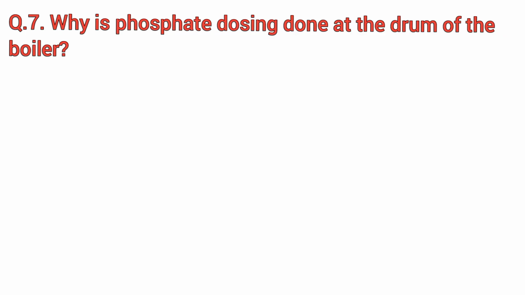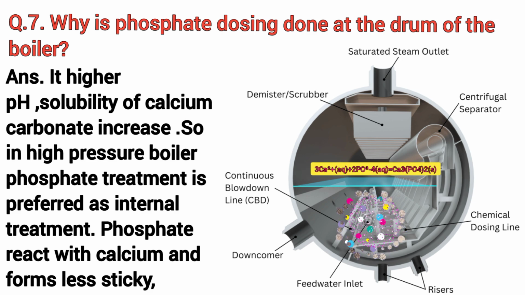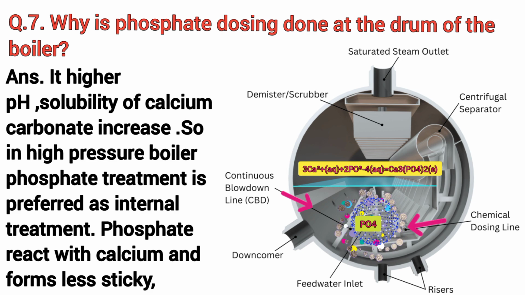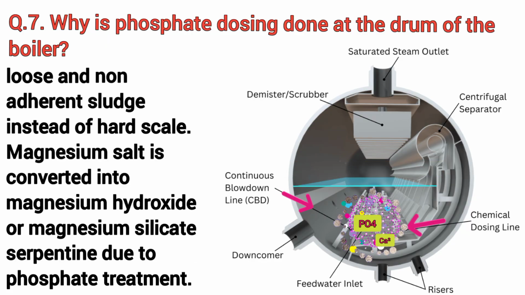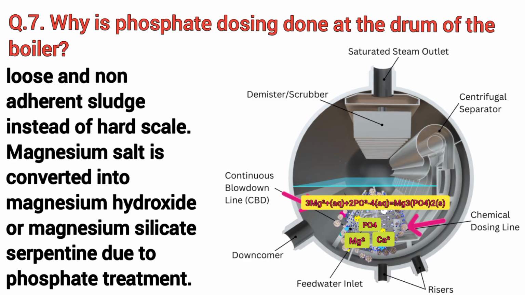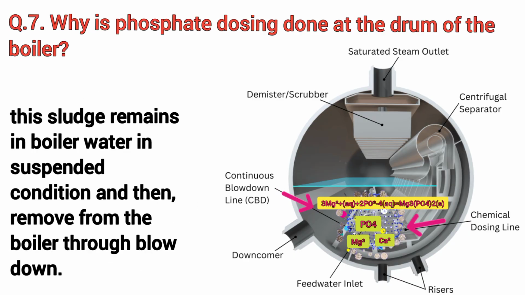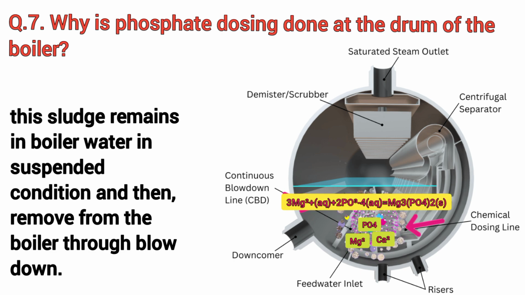Why is phosphate dosing done at the drum of the boiler? At higher pH, the solubility of calcium carbonate decreases. So in a high pressure boiler, phosphate treatment is preferred as internal treatment. Phosphate reacts with calcium and forms less sticky, loose and non-adherent sludge instead of hard scale. Magnesium salt is converted into magnesium hydroxide or magnesium silicate (serpentine) due to phosphate treatment. This sludge remains in boiler water in suspended condition and is then removed from the boiler through blowdown.